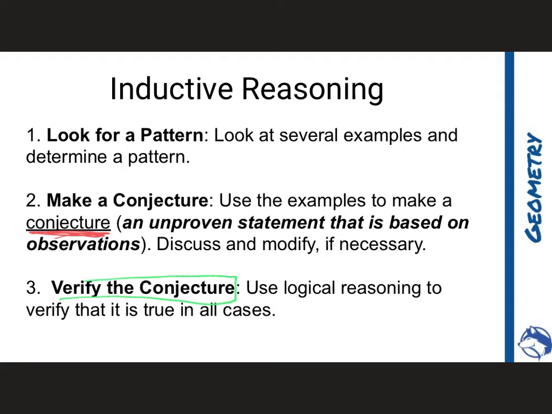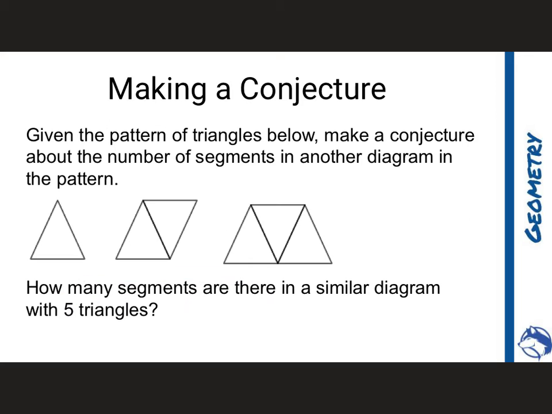So the conjecture, we have to verify it, and we need to use logical reasoning to verify that it's true in all cases. So if we make a conjecture, we are going to look at these patterns of triangles. In the first one, we're basically looking for how many segments there are. Well, there's 1, 2, 3. That was for one triangle. For 2 triangles, we've got 1, 2, 3, 4, and 5. So it looks like there's 2 more than there was before. So that was plus 2.